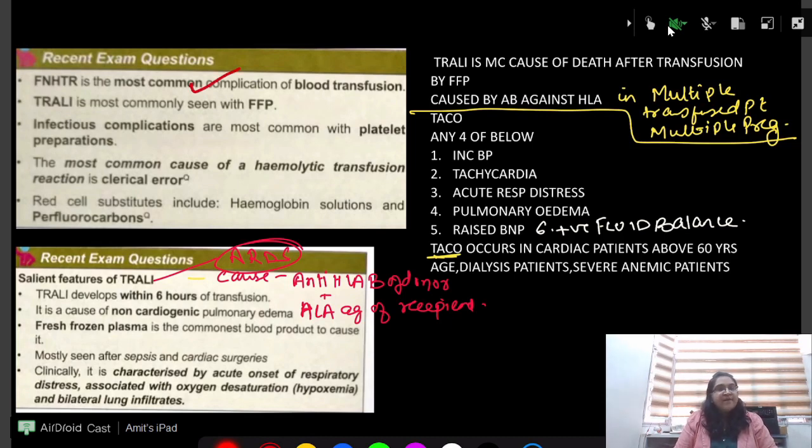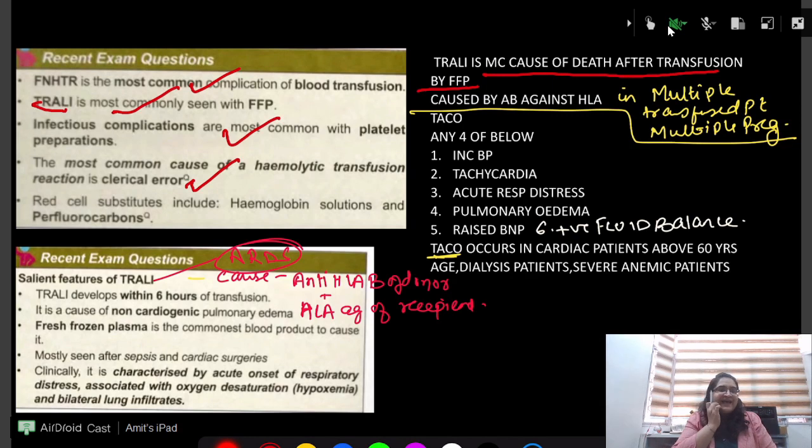Next, let us go over these points. FNHTR is the most common blood complication. TRALI, I will tell you what it is. It is seen most commonly with FFP. It is the most common cause of death after transfusion, by FFP. Infectious complications are most common with platelet preparations because they are stored at room temperature, and the most common cause of hemolytic transfusion reaction is clerical error. And red cell substitutes include hemoglobin solutions and perfluorocarbons.